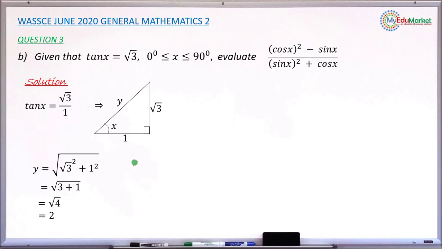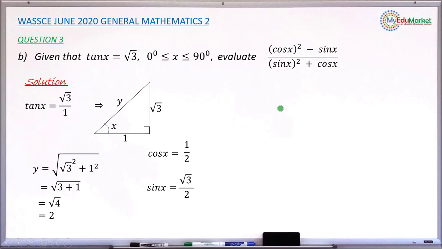So cos x is the adjacent, which is 1, divided by the hypotenuse, which is 2. So you have 1 over 2 as your cos x. Then your sin x is the opposite, which is root 3, divided by the hypotenuse, which is 2. So sin x is square root of 3 over 2. So we can now go back to the expression that we were asked to find the value of.